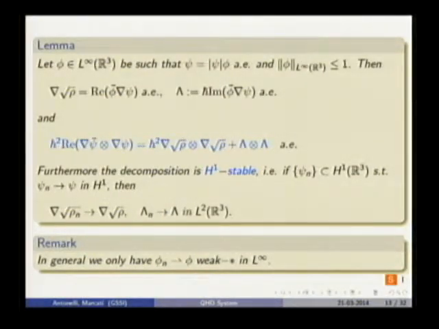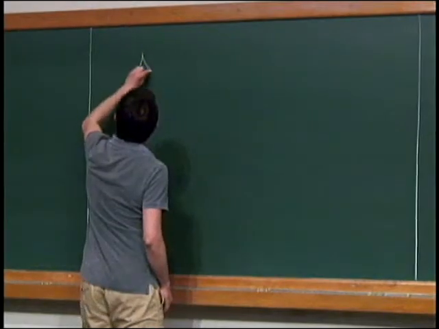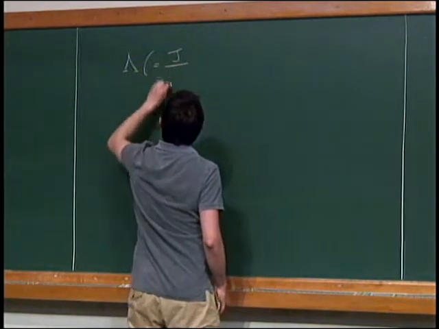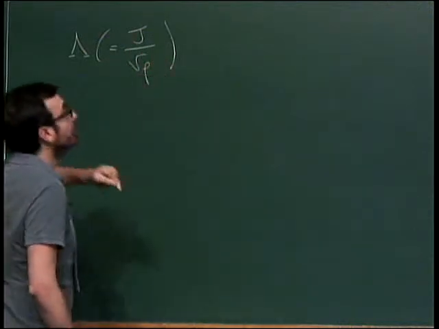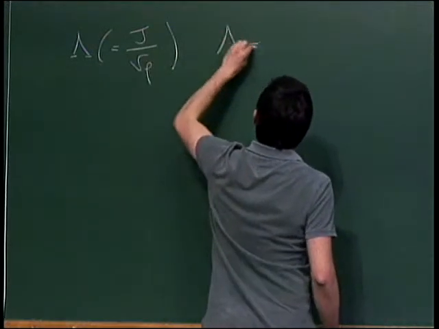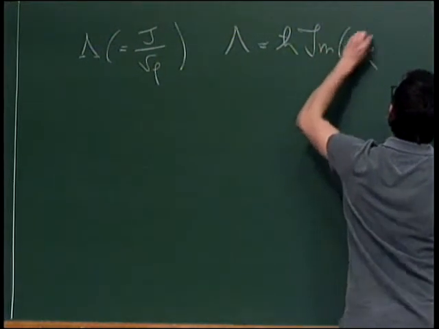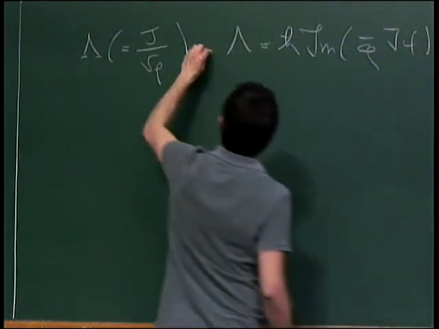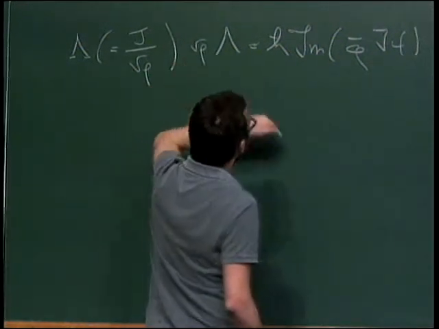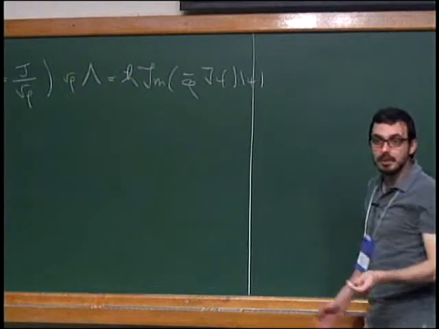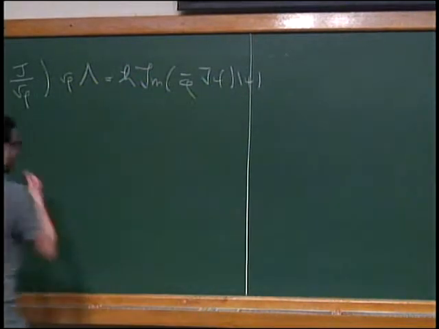So what is nice about this lemma here? First of all, this lambda, you should think of it like J over square root of rho. Because if lambda is h bar, the imaginary part of phi bar gradient of psi, and you multiply this by square root of rho, then here you have the modulus of psi, and you get exactly psi bar gradient of psi, and you have J.